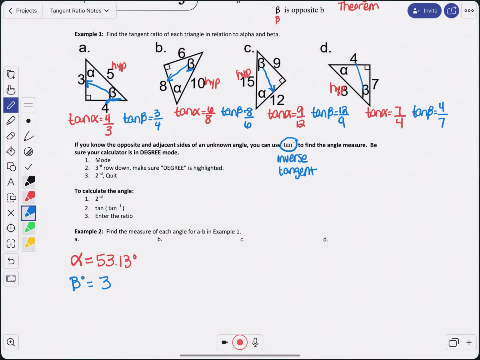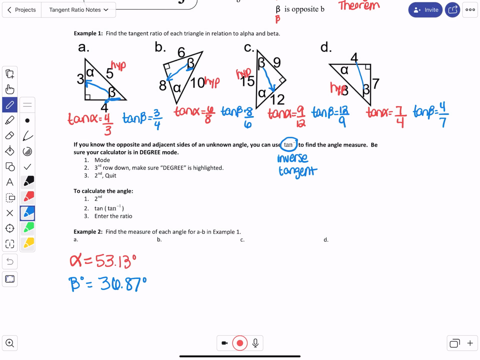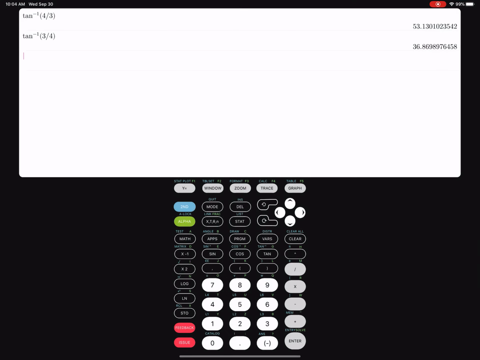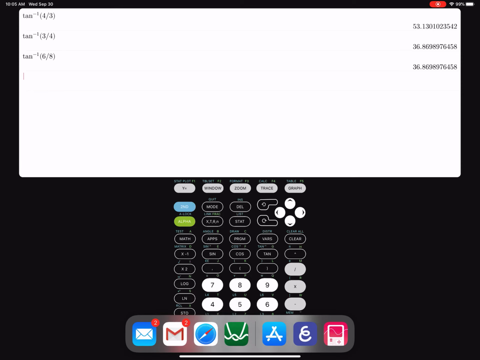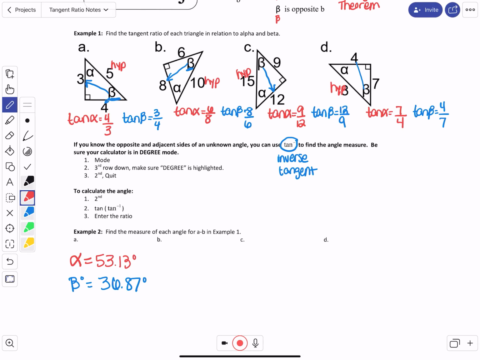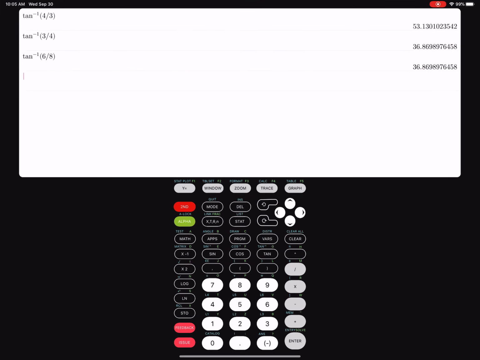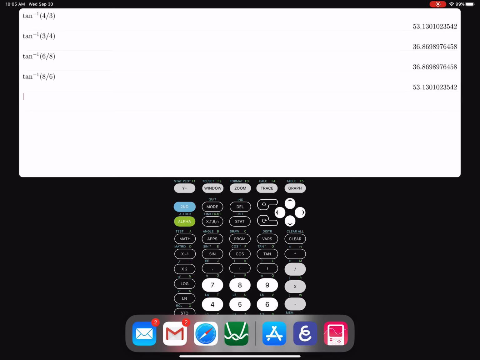36.87 degrees. And those are my two angles. All right, so for B, I would do second tangent of 6/8. And I would get 36.87. Okay, so alpha is 36.87 degrees. And for beta, I do second tangent 8/6. So I get 53.13.